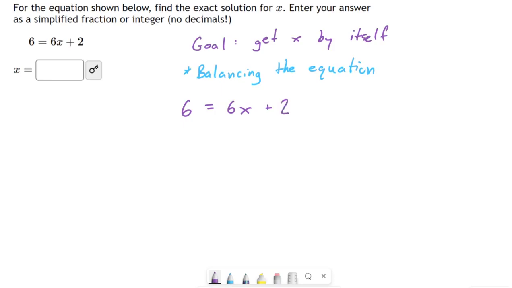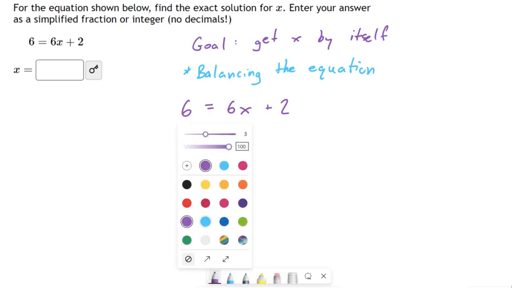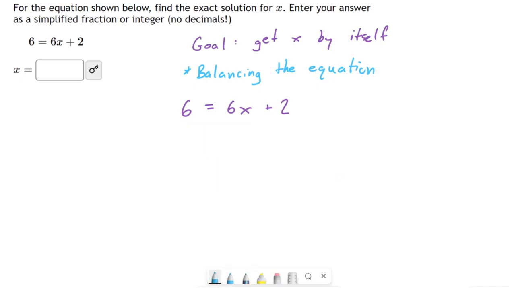And because this is linear, I don't have to use factoring or any other techniques. Some people jump right to factoring because they're used to it. But I can just start trying to get x by itself right away. And what I'm going to do first is I'm going to subtract 2 from the right side. The reason I'm doing that is because I see addition. Okay, this is an addition sign right here. And I want to get rid of that addition by doing some subtraction, the opposite operation.